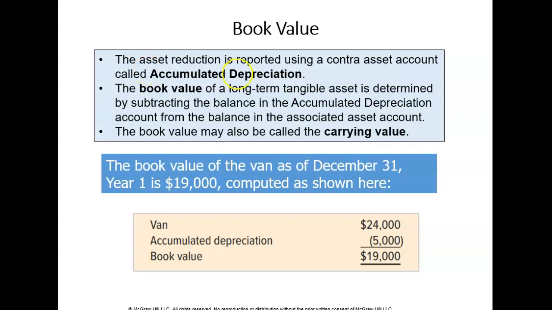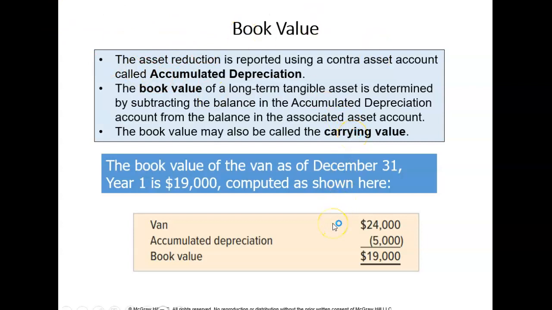Okay? There's something called book value, a term that you've heard of before. You may think about your car and Kelly Blue Book value. Well, the book value is the original cost of an asset minus any accumulated depreciation. Again, it's the original cost of the asset minus any accumulated depreciation. Book value is sometimes known as the carrying value.